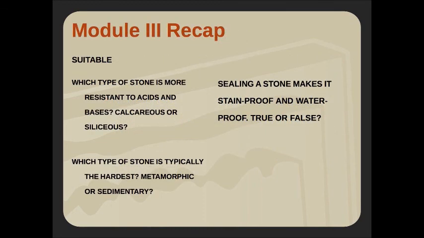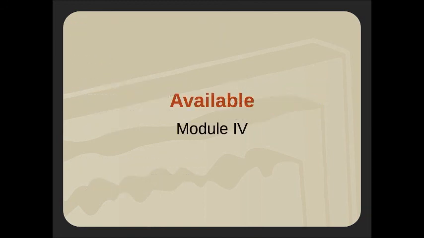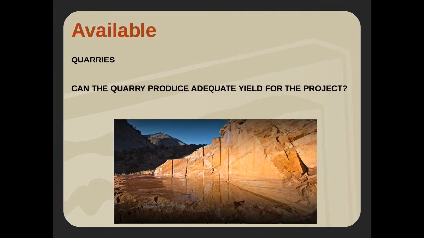So module 3 recap. Again, go through these questions here, and that will allow us to move on to the next module, module 4, which is: is the product available? We want to consider availability. So it's important as we're selecting a material that we're asking of the supplier or the quarry, whichever we're working with, well, can you actually produce this material in the sizes and the finishes we need within the time frame that we're going to need it?